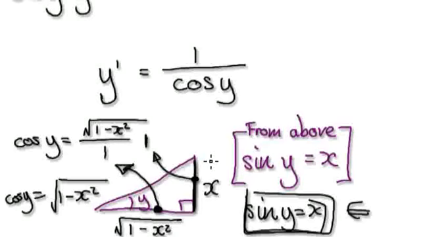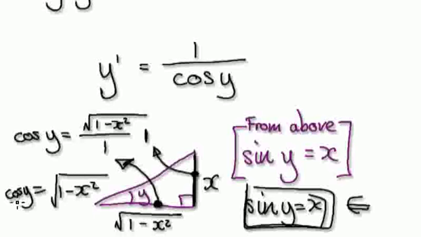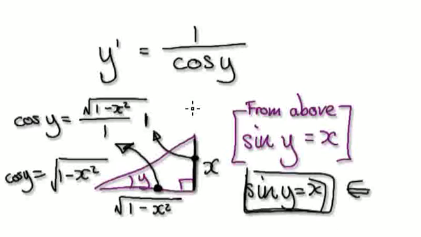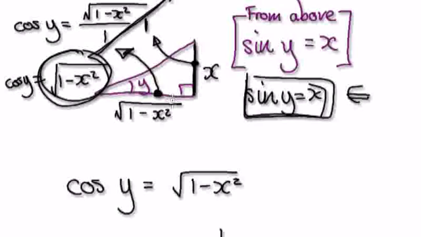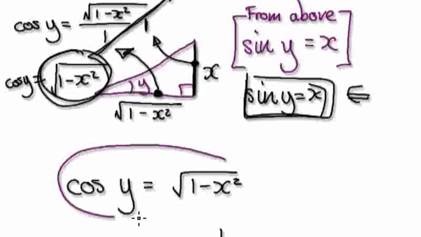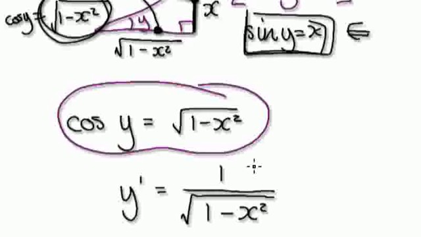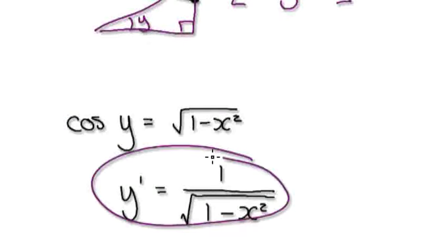Earlier we started with sine y, and then we translated it to cos y. So we can now put this into this thing here. Cos of y equals this, so we can put it into the derivative. We just found out that cos of y equals this thing here, and we can put it into that. So now it's y prime equals this thing here. So this here is your final answer.